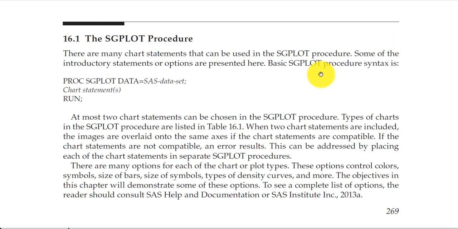The basic syntax for the SG plot procedure is quite simple. We have various chart statements we can select. You can select at most 2 chart statements per SG plot procedure. So if there's going to be several charts made that differ in the types of chart requests, we need to use more than one proc SG plot block of code. So we can control bar charts, pie charts, we can look at histograms, we can look at density curves. There are a number of things we can do within this SG plot procedure, and those are going to be summarized in the following table.